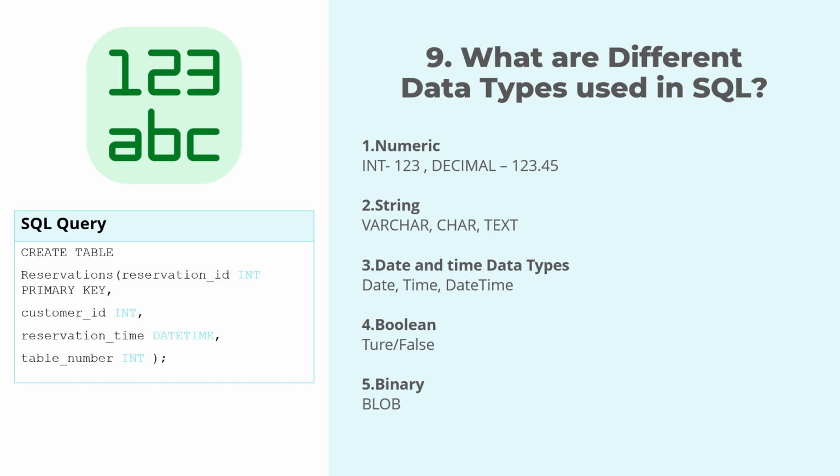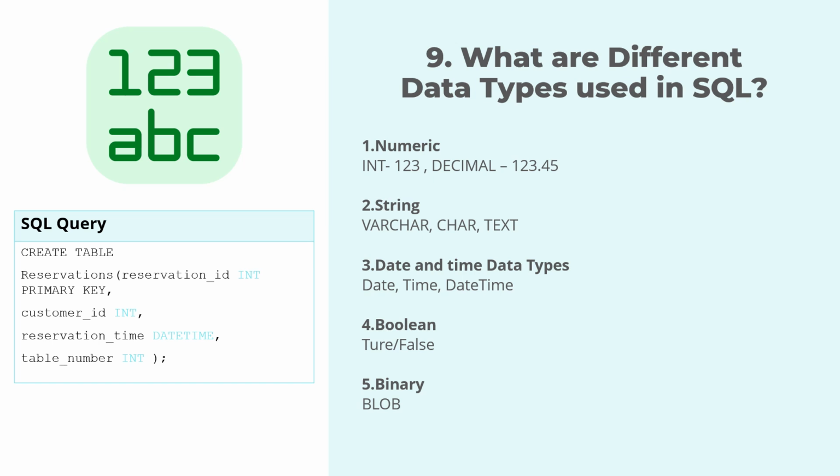Second type is string character data types. Varchar n. This stores variable length text up to n characters long. For example, varchar 255. Char n. This stores fixed length text, always n characters long. Text for long text like descriptions.